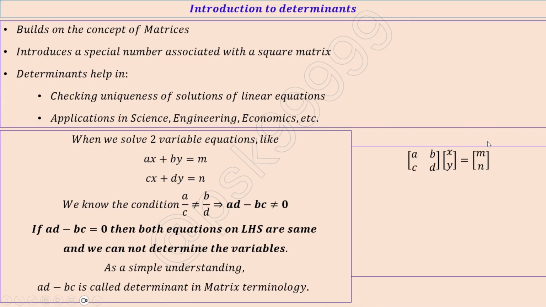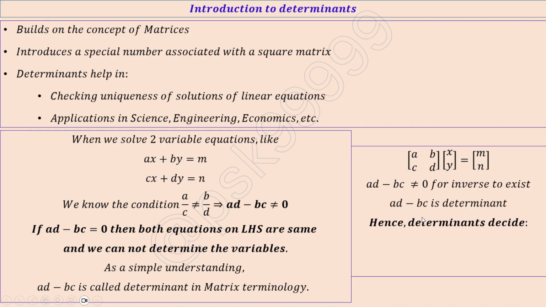If I take the matrix form of this example, these equations will translate into these matrices: A, B, C, D multiplied by x, y. If you multiply these two, which is equal to m comma n, so A into x, B into y, right? Ax plus by equal to m, cx plus dy equal to n. That is what this equation translates to. Now, I'm trying to tell you this determinant, AD minus BC, should not be equal to 0. This is called the determinant.